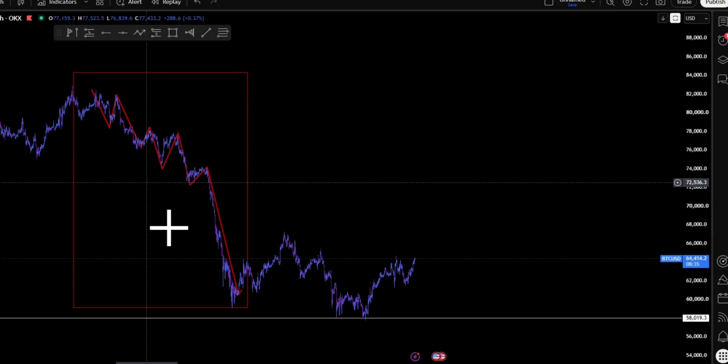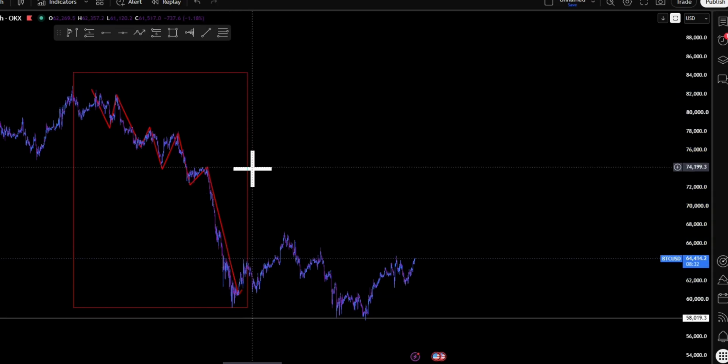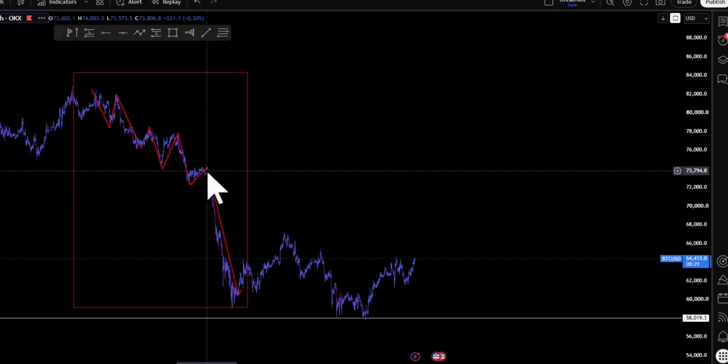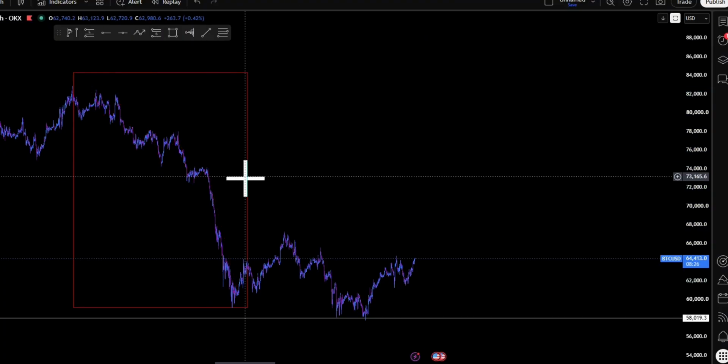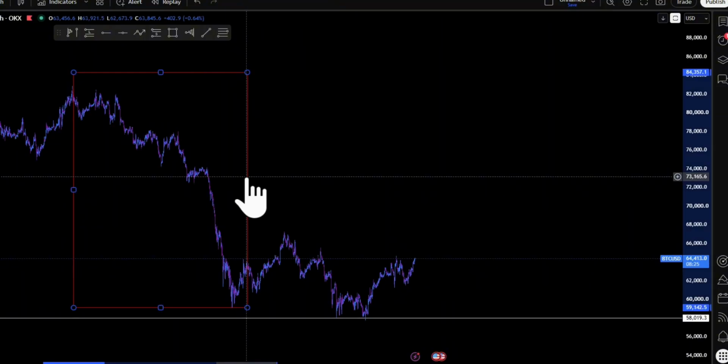By knowing this, we simply understand that we are only interested in taking short setups, okay? We don't want to go long anywhere. We're going to trade with the trend, with a higher probability on the market side.